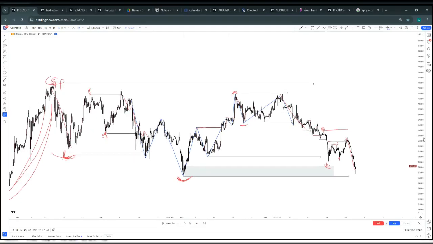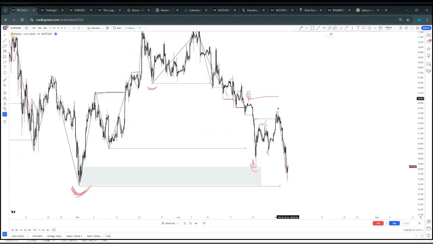So I cannot just start buying just because we broke above here. I need to understand that my main structure is still intact. My A, B is still there. So this place is just the pullback.